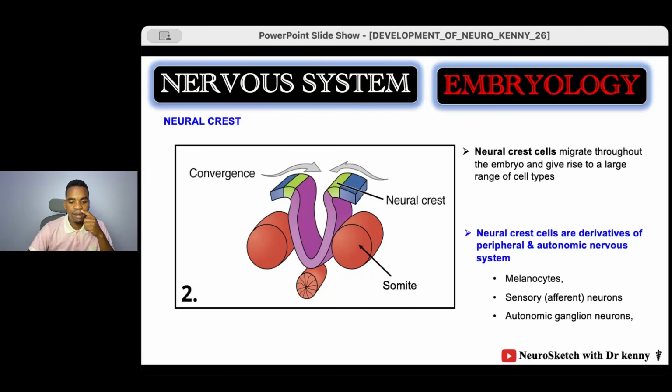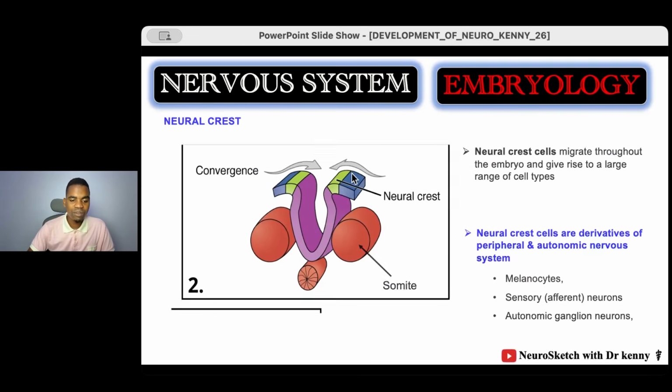The sensory neurons, which are the afferent neurons, come from the neural crest, and also the autonomic ganglion neurons, or the postganglionic neurons of the autonomic system, come from the neural crest. This is how the neural crest contributes to the formation of the nervous system.